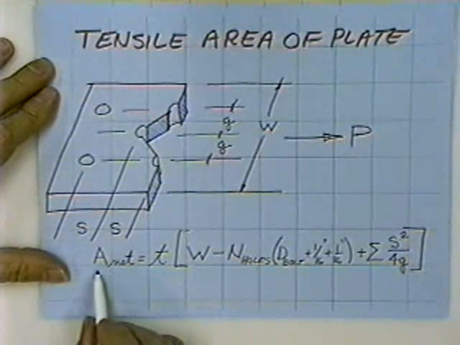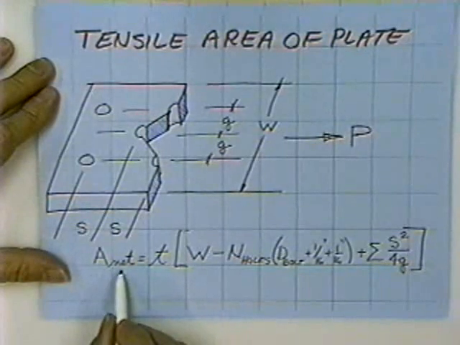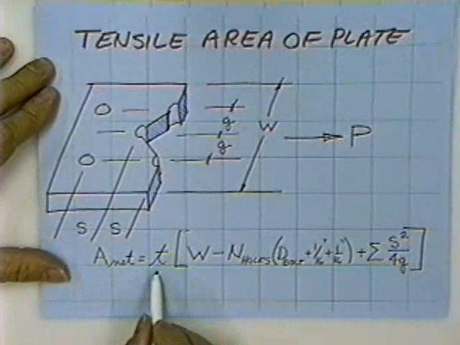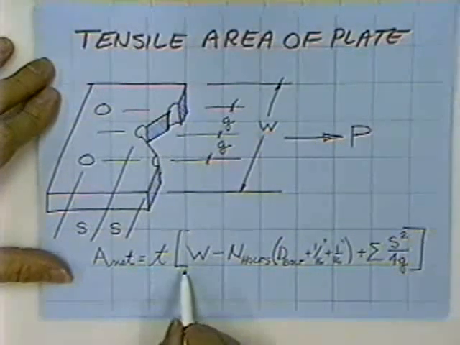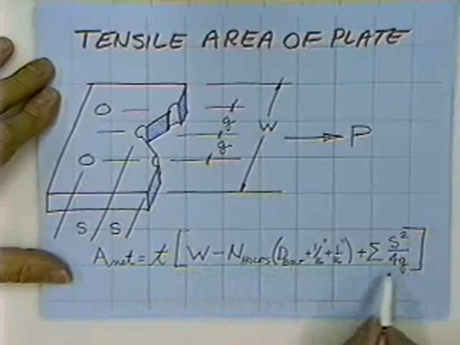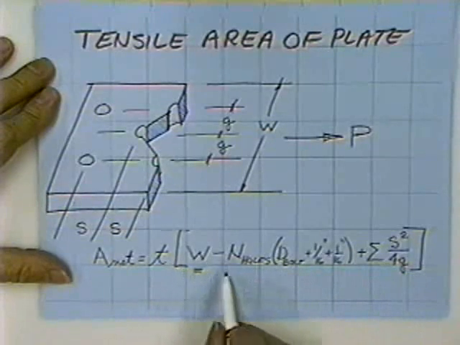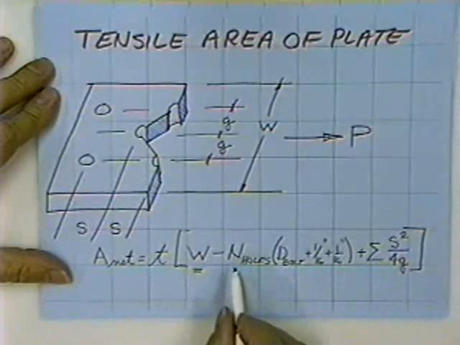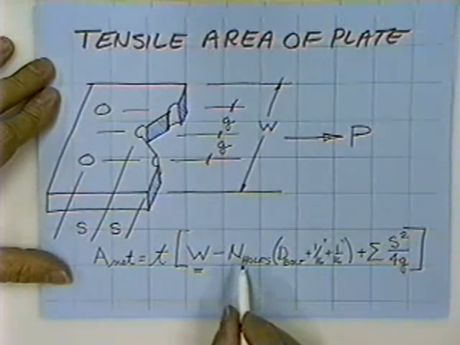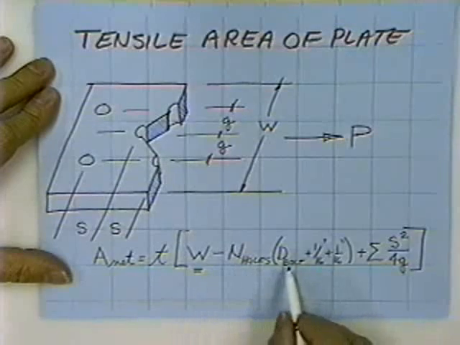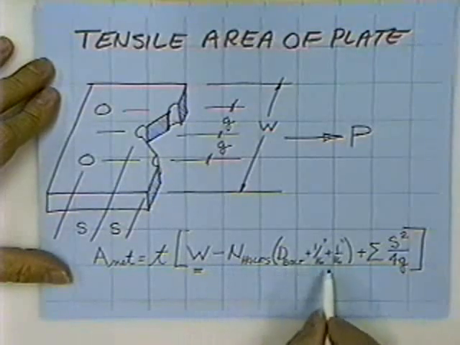In this case, they find that the net area is equal to how thick the plate is, and then you multiply it by how much steel is left. Well, how much steel is left is how wide it was before you drilled holes in it, minus, in this case, the failure pattern passed through 3 holes, so you put 3 holes here. Again, the amount of steel lost per hole is the diameter of a bolt plus 1/8 of an inch.